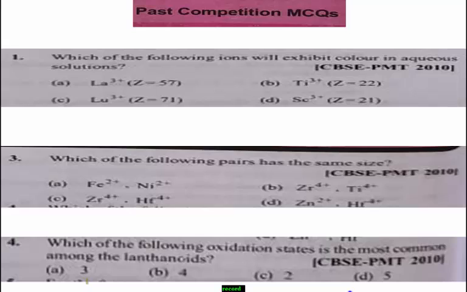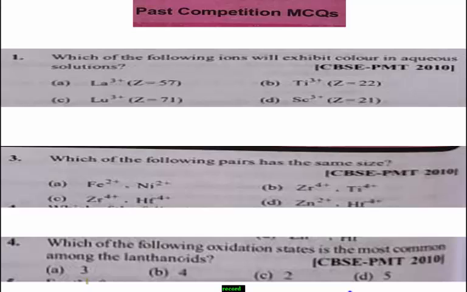When you observe the given options, the first option La3+ means lanthanum. Lanthanum's atomic number is 57, but the 3+ charge means 3 electrons are lost. 57 minus 3 means 54 electrons. For 54 electrons, when you write the electronic configuration, I write only xenon. So La3+ has the electronic configuration of Xe.